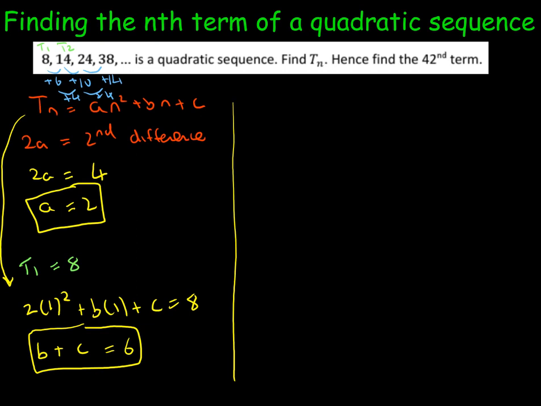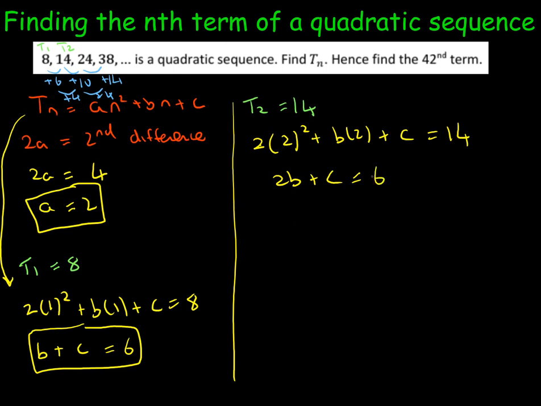To get your next one, we're going to use the second term. So you know the second term is equal to 14. Again, we know a is 2, and this time we're putting 2 instead of n as well. 2 by 2 squared plus b by 2 plus c. And this time it's equal to 14. That becomes 2b plus c is equal to 14 minus 8, since 2 2s are 4, 4 2s are 8. 14 minus 8 is 6. So 2b plus c is equal to 6.